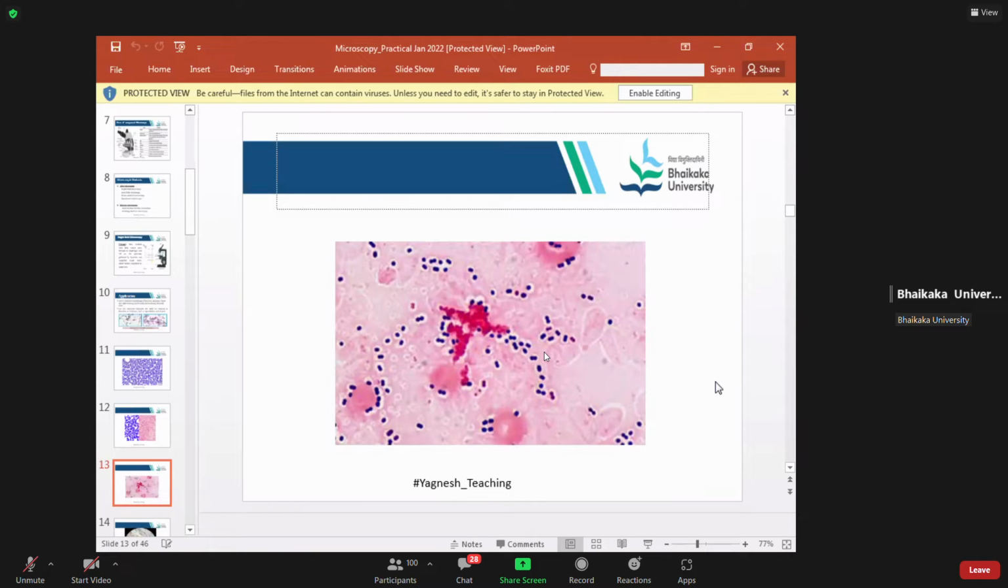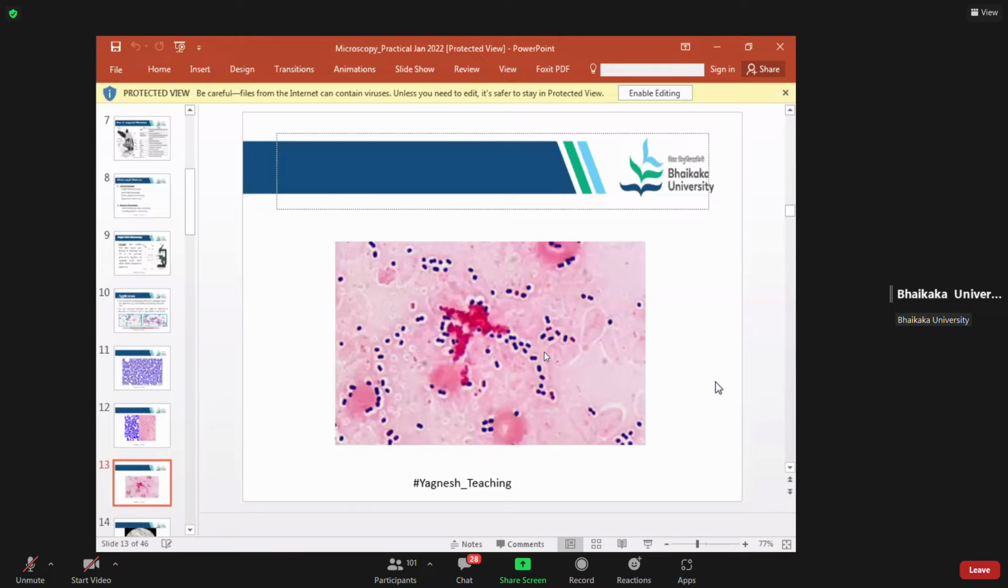Capsulated, because you see around the cell there is a halo, which I think is clearly seen. So there are two cells, gram positive cocci, arranged in pairs, and surrounded by a halo. So gram positive cocci in pairs, capsulated, because this halo is of the capsule.